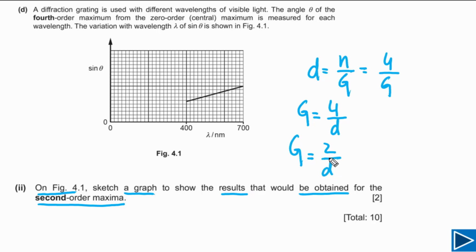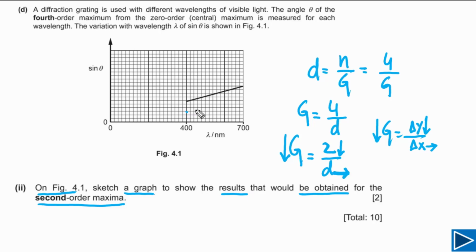But in this case, we are using the same diffraction grating. So it means d is the same, the slit separation is the same for the same diffraction grating. If this becomes half, now this becomes half if we compare with 4. So this decreases, this becomes half. So it means g also becomes half. Next thing we need to understand, g is equal to the change in y divided by the change in x. So if we draw the line from here to here, delta x is the same. So if g becomes half, it means delta y has to be half.